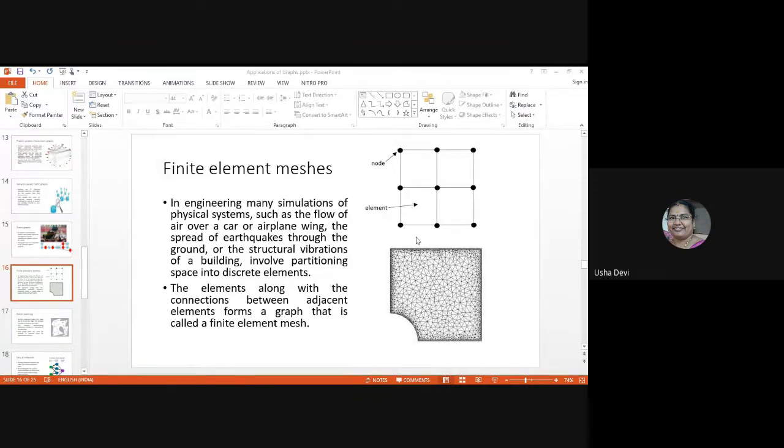Mesh graphs are suitable for these finite elements. These elements along with connections between adjacent elements form a graph, and that is called a finite element mesh. This is the best example for it. And this is a detailed view. All these are nodes, connected in some fashion, and this portion specifies the actual finite element. We are passing the information from one element to another element, so here also we are making use of graphs.